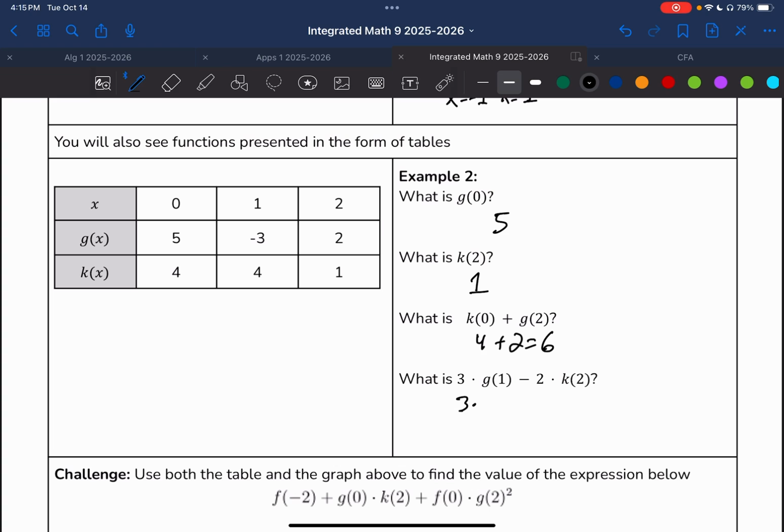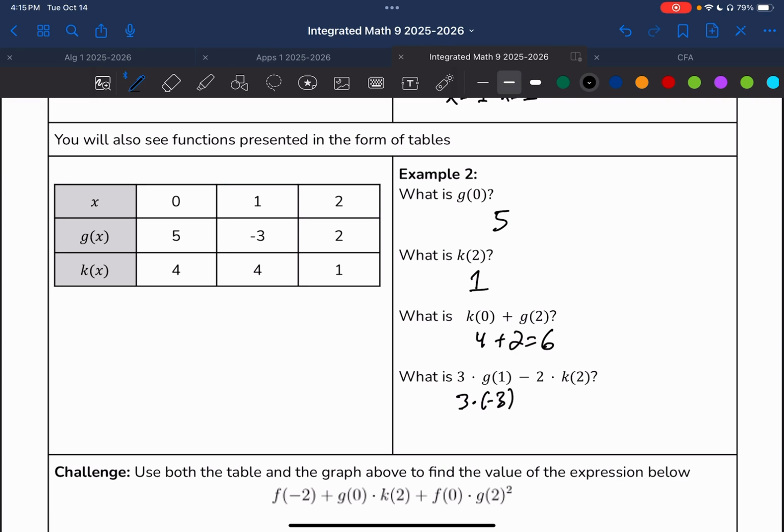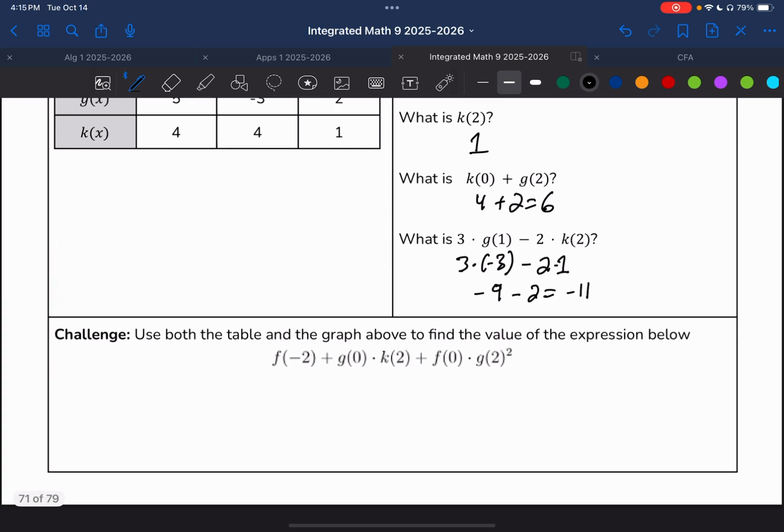Now we have 3 times g of 1, and g of 1 is right there. That's -3. Minus 2 times k of 2, and k of 2 is right there. k of 2 is 1. So that's going to be -9 minus 2, which is going to be -11.